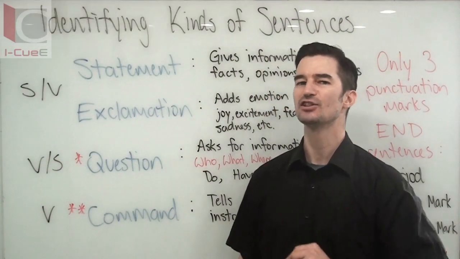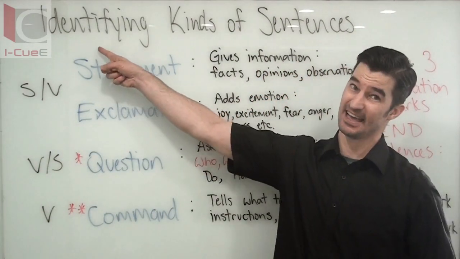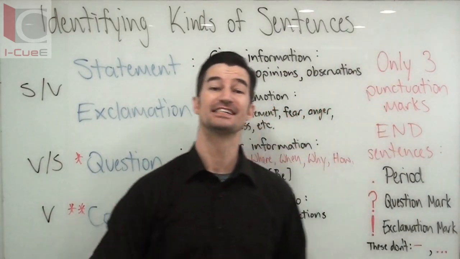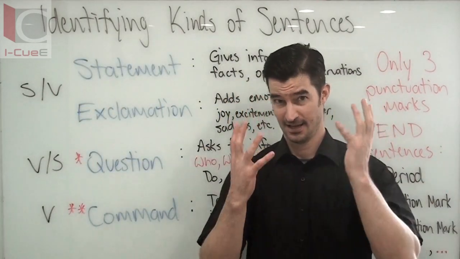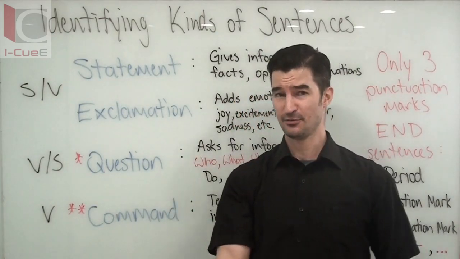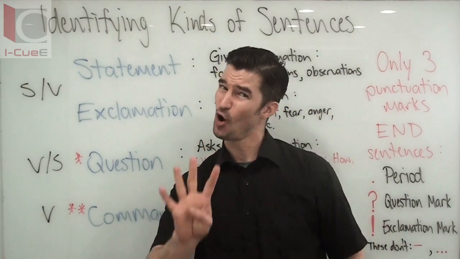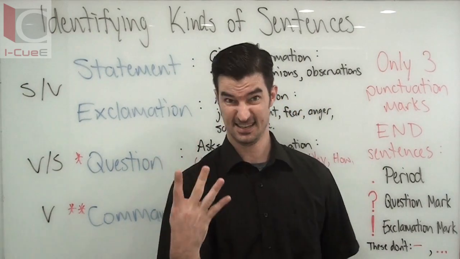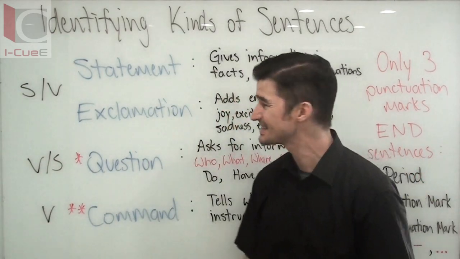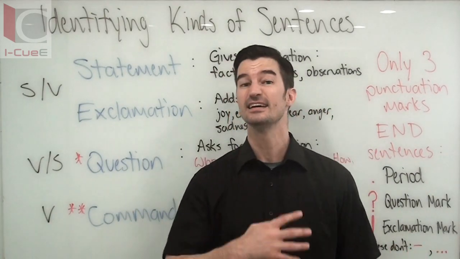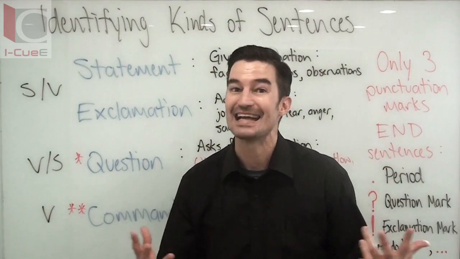Today we are going to be looking at identifying the 4 different kinds of sentences in English. Some of this should be reviewed because you should already know that there are 4 basic types of sentences. We've talked about this in the past when we talked about some of the introductory ideas of grammar.